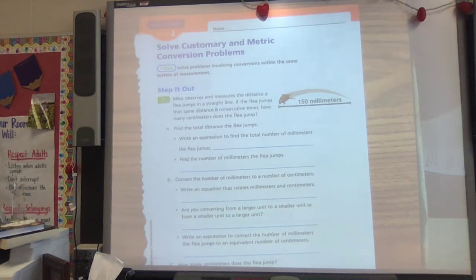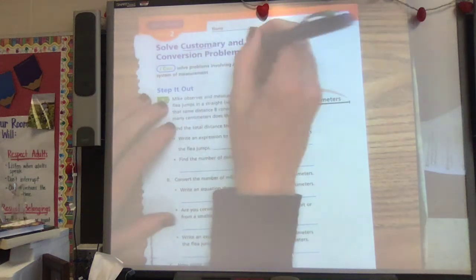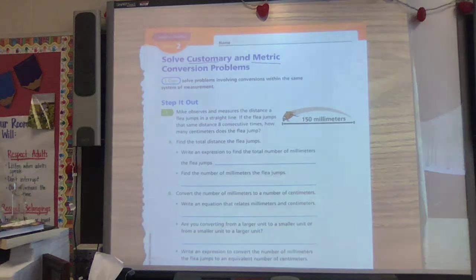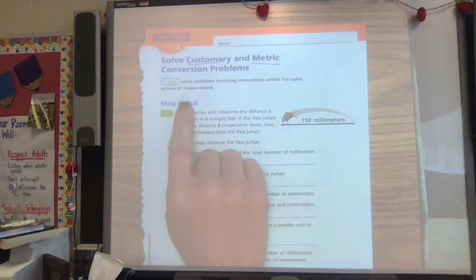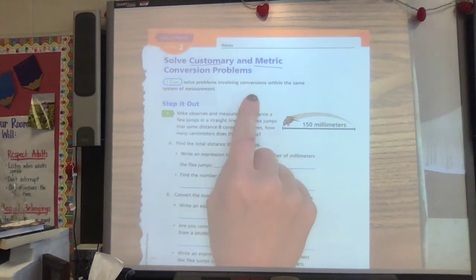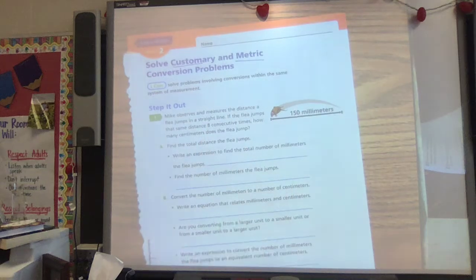Hey boys and girls, today we are going to still convert, but we're going to do customary and metric. So we're going to have a mixture of both types of units of measure while we're working today. So we're going to see things like inches and feet and millimeters and liters all kind of mixed throughout here as we're working. Okay, so let's start with this very first one. I can solve problems involving conversions within the same system of measurement.